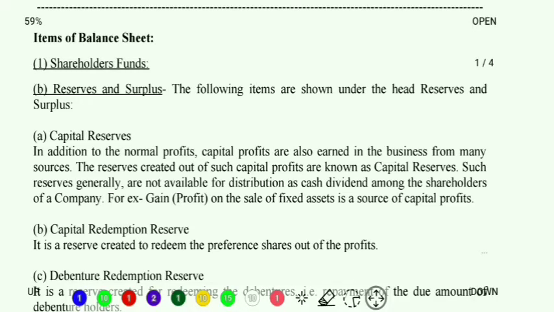As you can see, we are here. Items of the balance sheet. Under shareholders' fund, the second heading, that means heading number B, we have reserves and surplus. Heading number 1 we have done, that is share capital. So the following items are shown under the head reserves and surplus. Let's go through them.